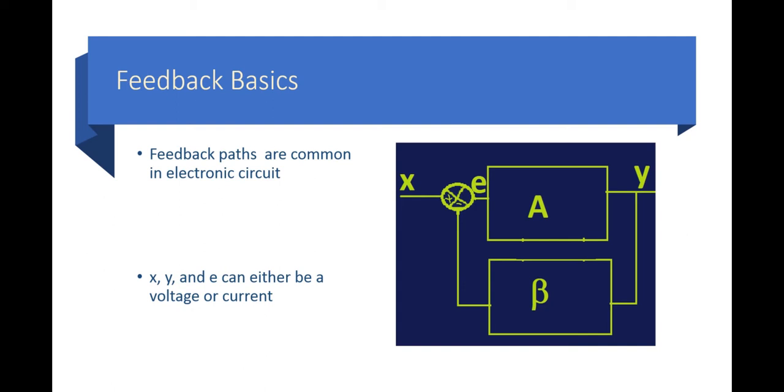However, X and Y can be different quantities. For example, X may be a voltage, Y may be a current. X may be a current, Y may be a voltage. Both X and Y may be voltages, and both X and Y may be currents.